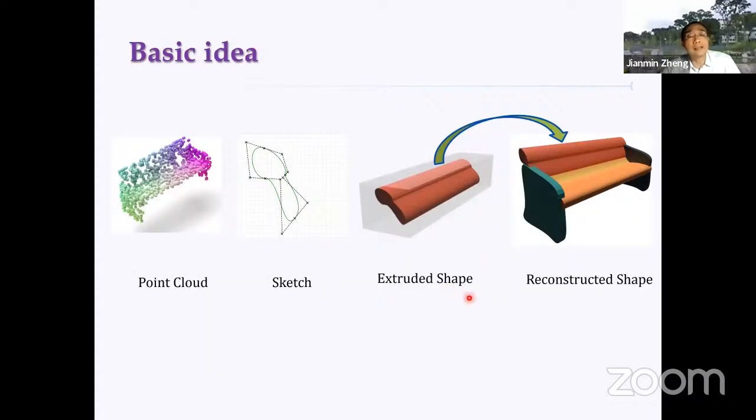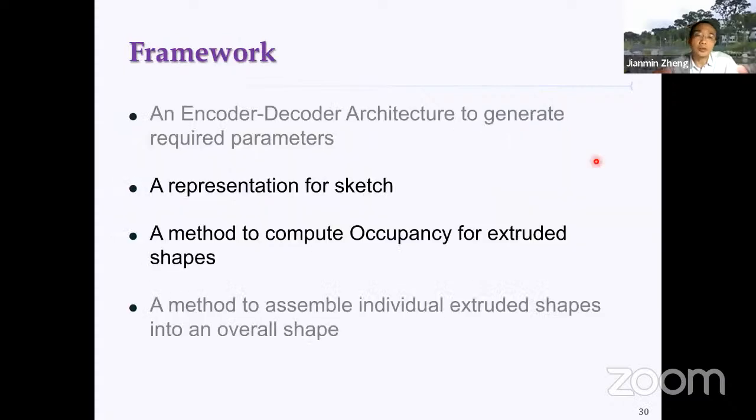So our basic idea here is, given a point cloud, we try to figure out the 2D sketch on the sketching plane, then do the extrusion, and that forms one part of this reconstructed shape. Right? So that's the basic idea. Eventually, we can reuse the framework we use in CSG-Stem. So that involves 4 components.